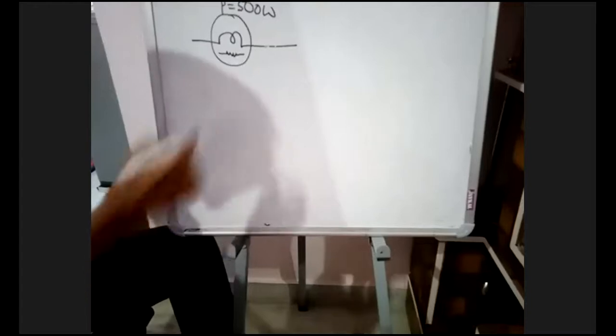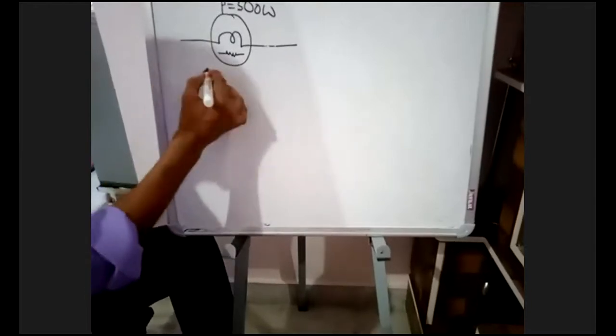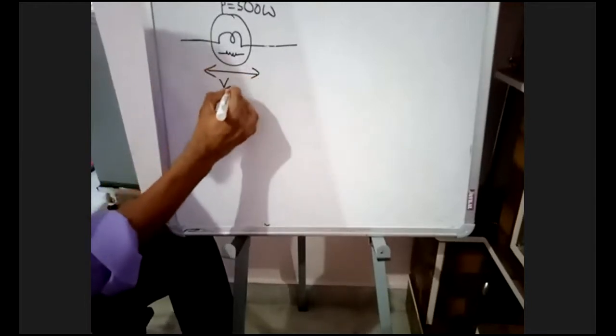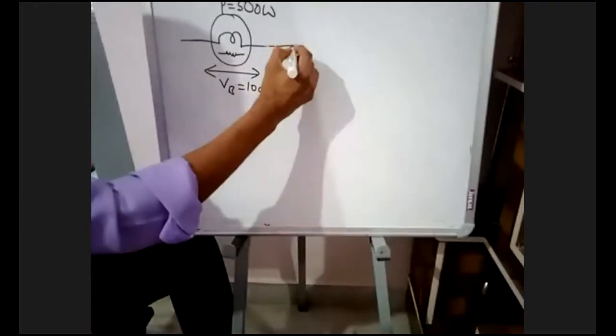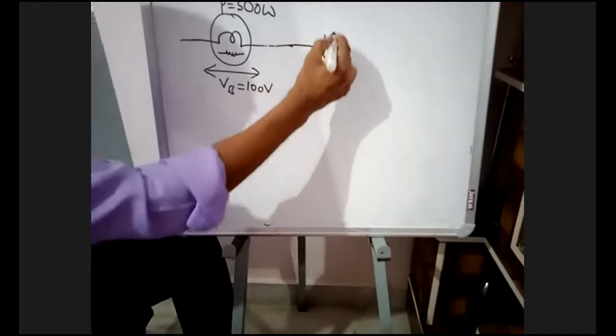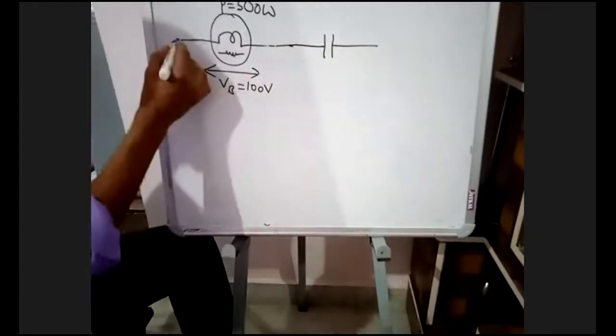P is equal to 500 watts. And what is the voltage across the bulb? 100 volts. And he is connecting one capacitance in series with the bulb.